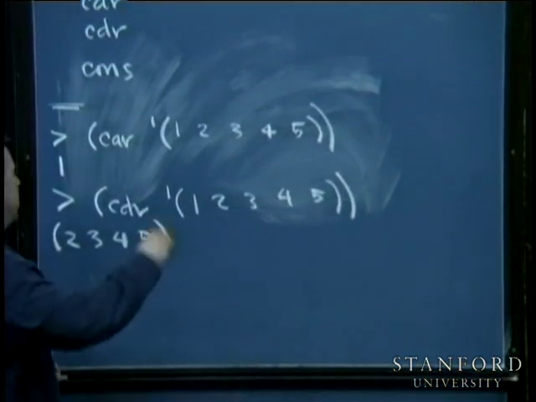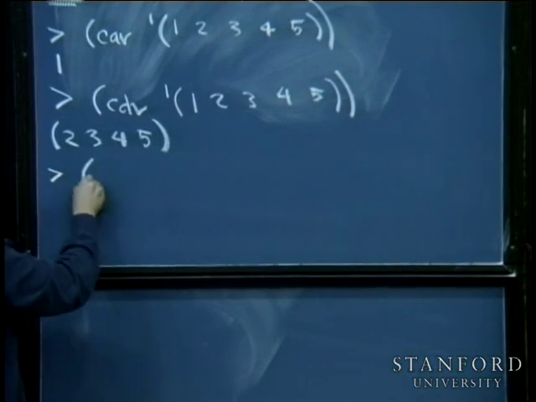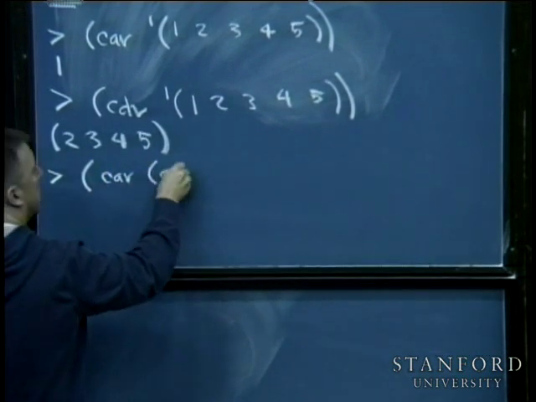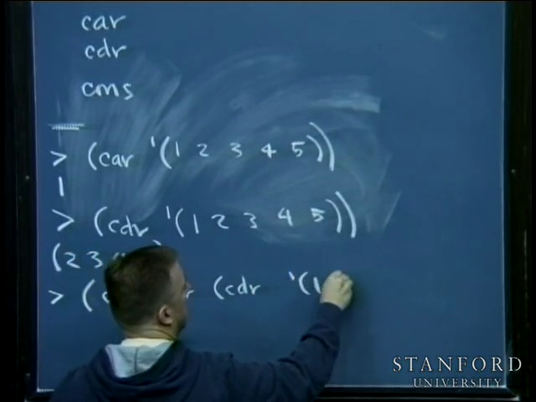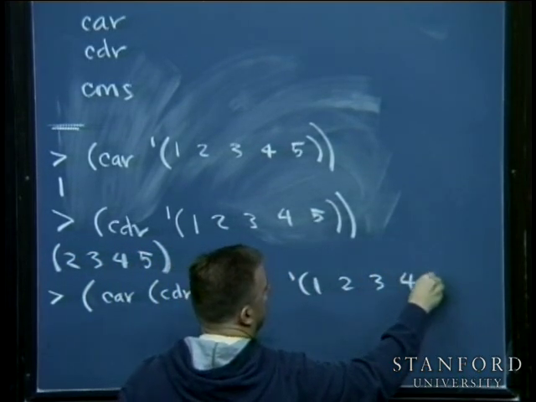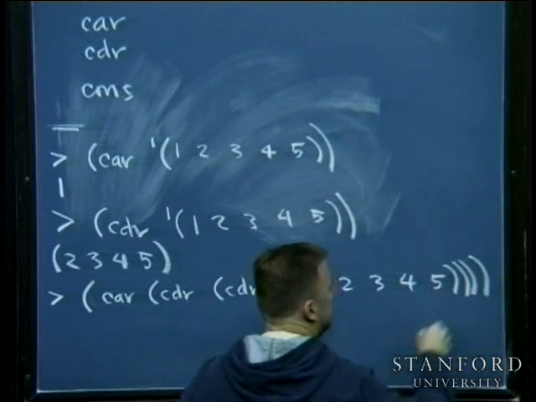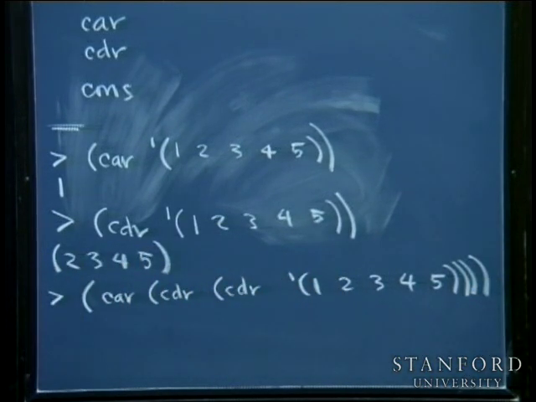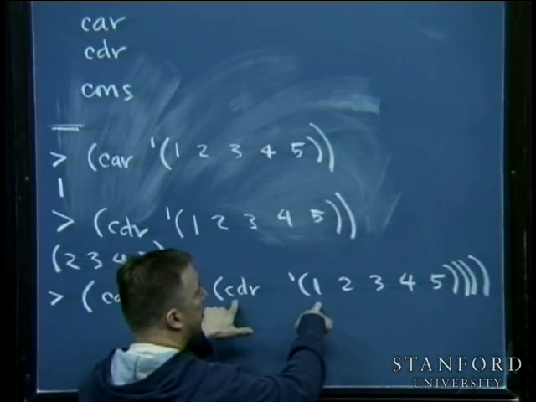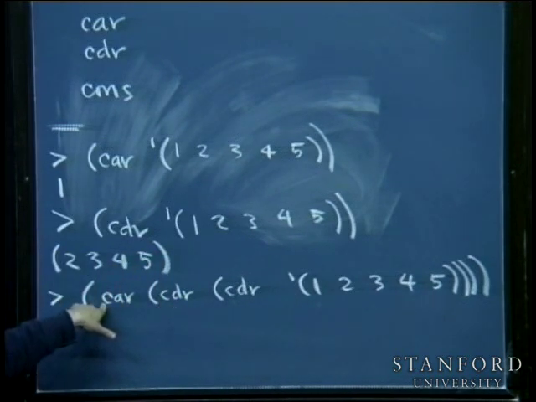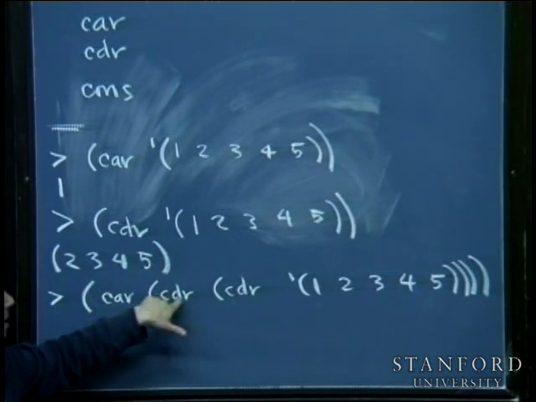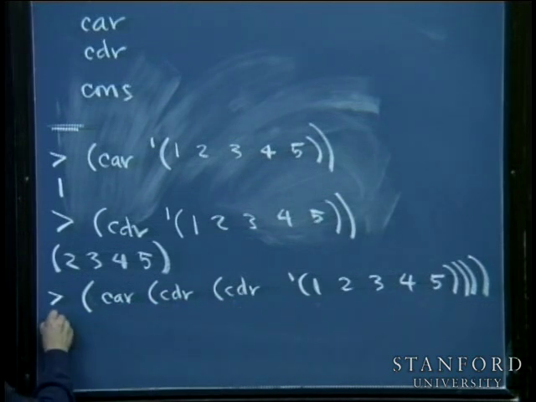If I do this, and I nest them, I've asked for the car of the cdr of 1, 2, 3, 4, 5. It does recursive evaluation in this bottom-up strategy. Comes here and identifies 2, 3, 4, 5 as a list, 3, 4, 5 as a list, and then the car of that is the first element of what was produced by this, which was produced by this. So this would come back with a 3. Okay? Does that make sense?